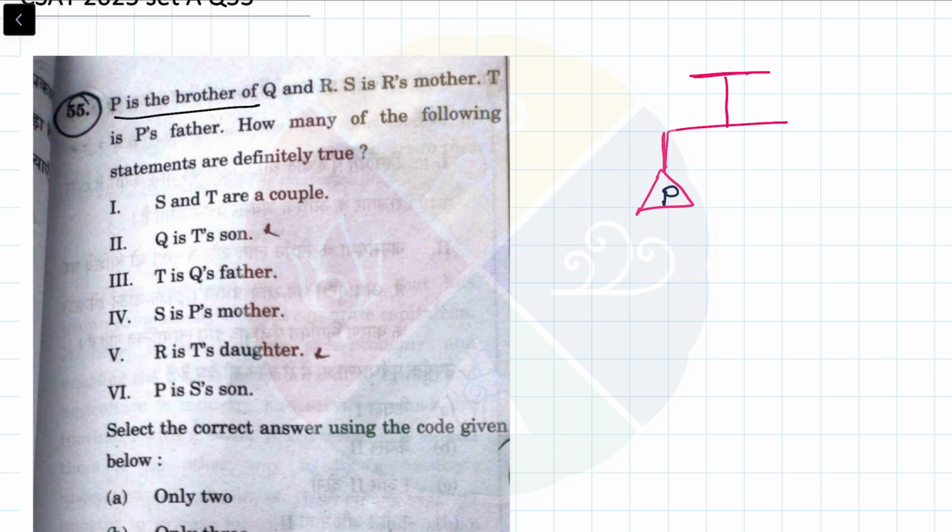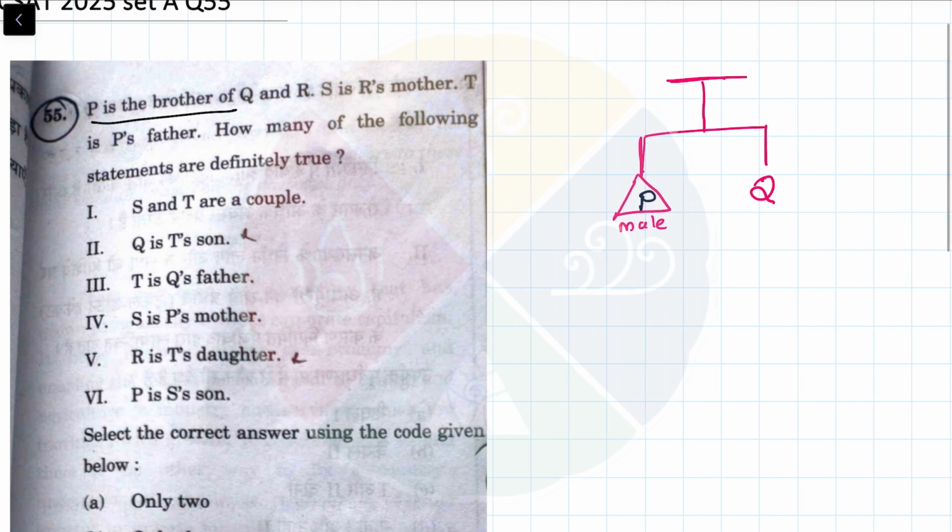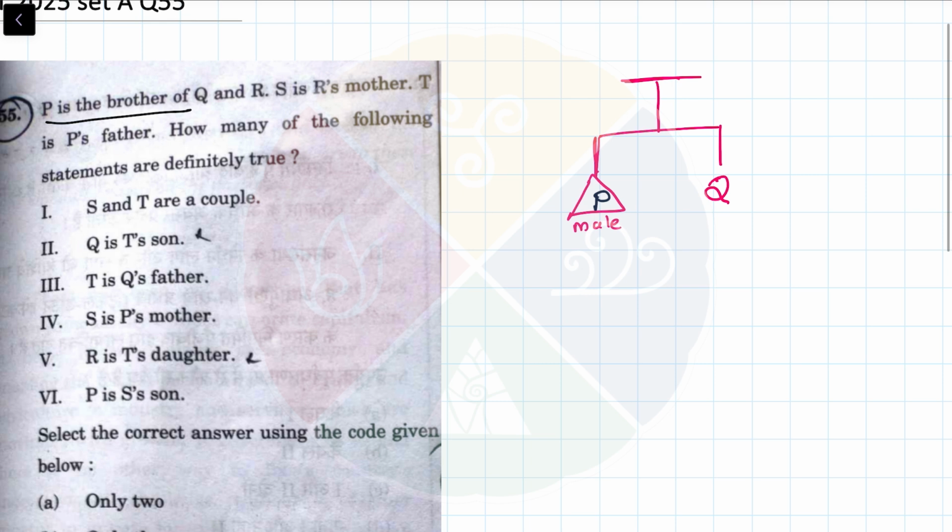I don't know who their parents are. P is brother of Q. I don't know the gender of Q, so I'm not putting anything. For male, I'll put a triangle. For female, I'll put a circle around them. But if I don't know their gender, I'll just leave it as it is. So P is brother of Q and R.